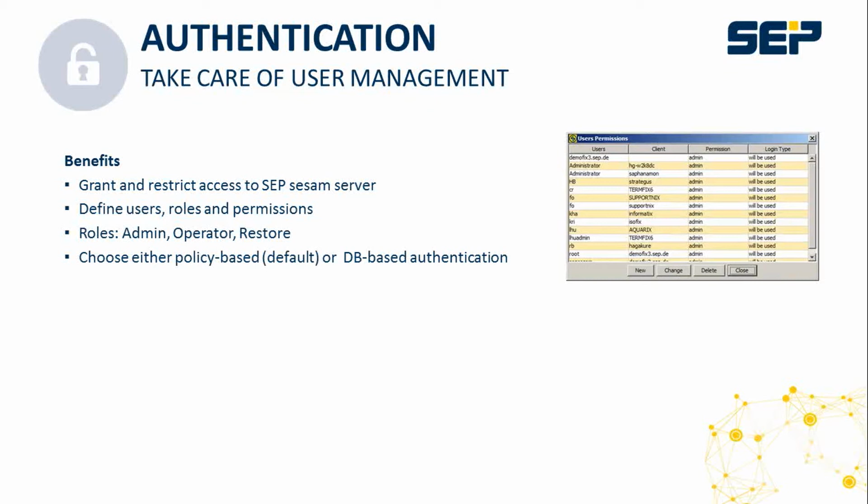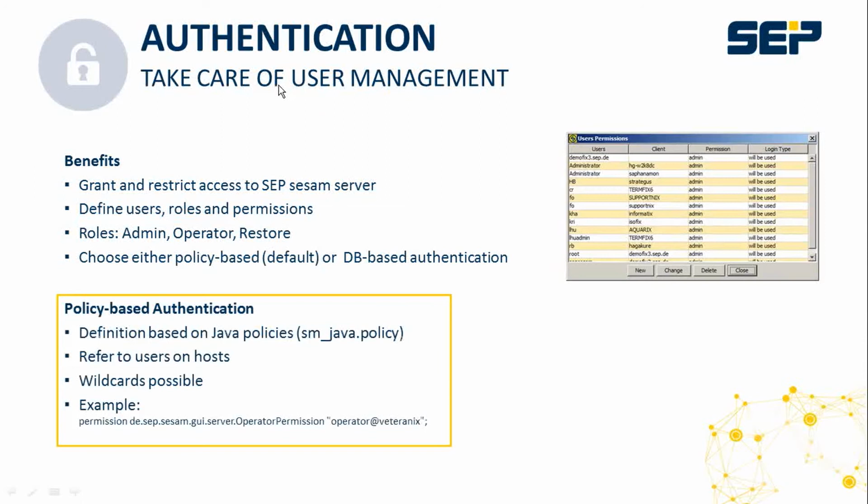And there are two possibilities for authentication. First of all is the policy-based authentication. This was the authentication which was already used in our software. It's called policy-based authentication because it's defined in the Java policy file. And there's an example of how you can provide the permissions for some specific Java users. And it's based on existing clients and existing users defined by the administrator on these clients.